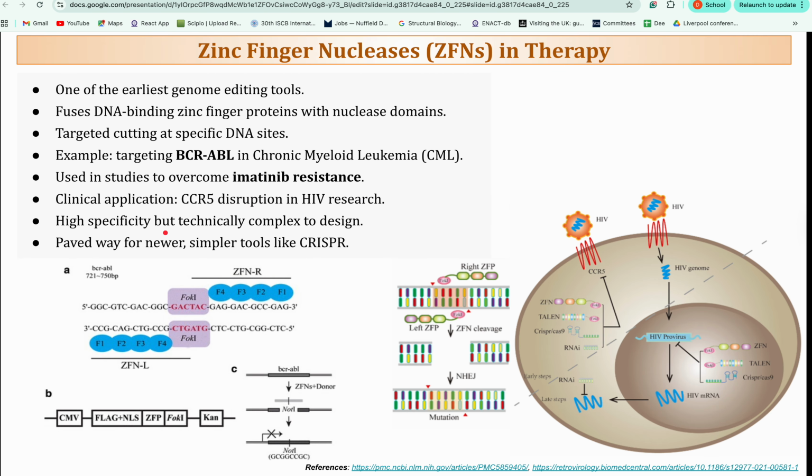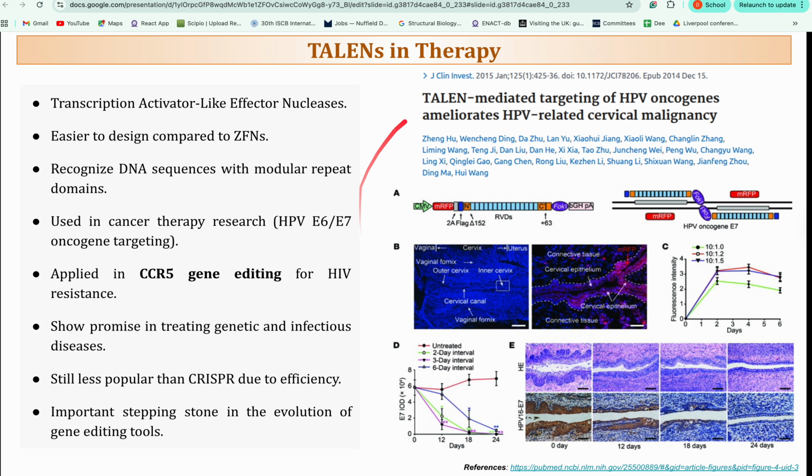So they have high specificity but are technically complex to design, and in that way they paved the way for newer and simpler tools like CRISPR. Okay, now we'll talk about TALENs. These are the transcription activator-like effector nucleases.